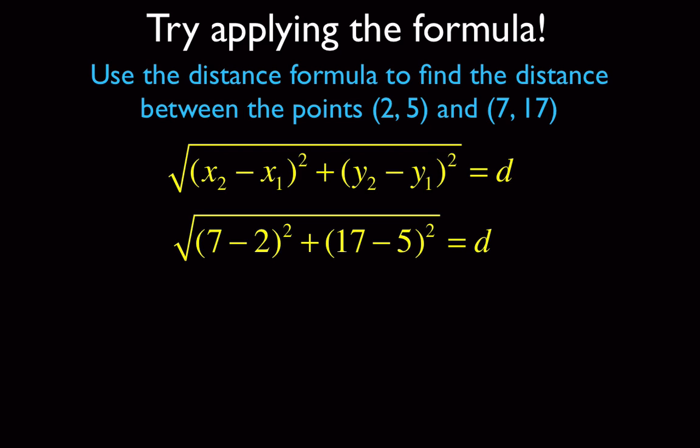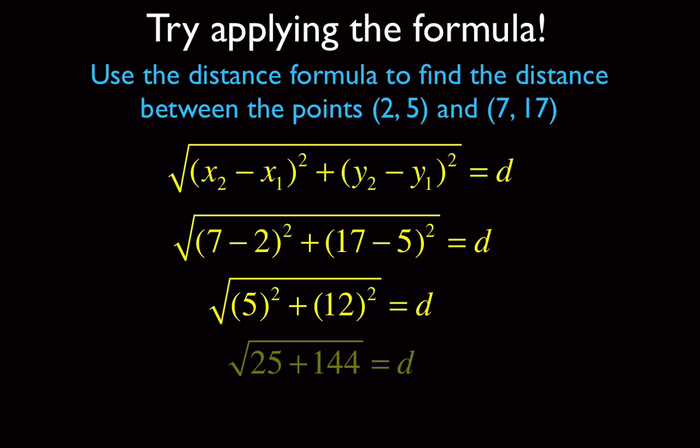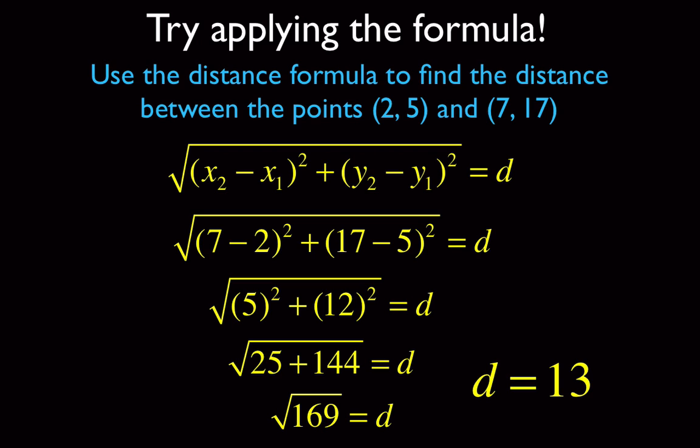I'm then going to take 7 minus 2 and 17 minus 5. Now I just square. 5 times 5 is 25, and 12 times 12 is 144. Last step is to add, and you end up with the square root of 169, which is 13.